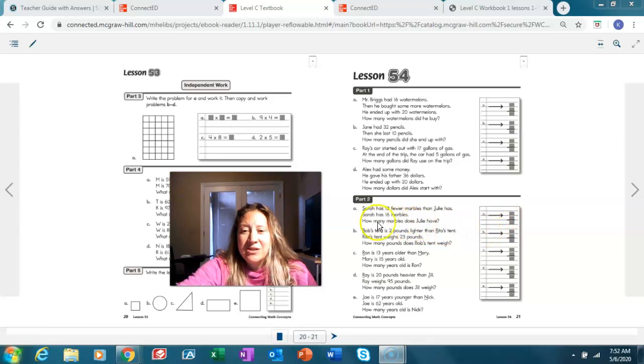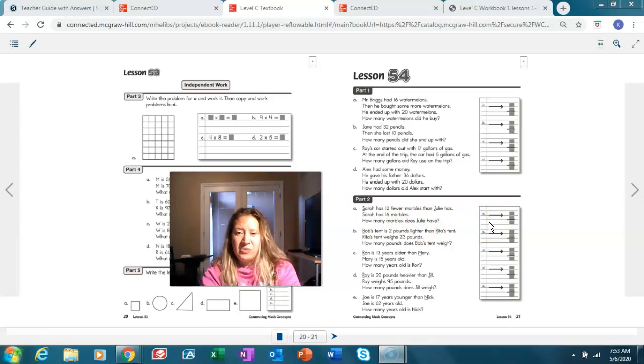Let's replace one of those letters. Sarah has 16 marbles. Which one are you going to replace? The S. Replace the S. And we are solving for J. So write down the problem that we're going to work. And what answer did you get for that? Did you get 28? Wonderful.